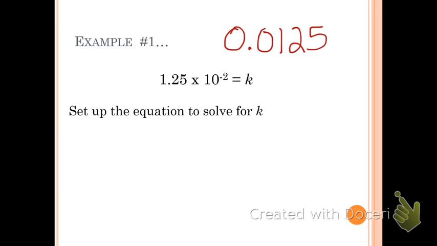Pause the video if you need to. Make sure you understand what we did. If you have a question, write it down. Press play when you are ready.